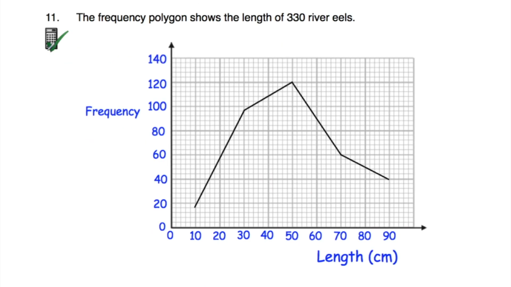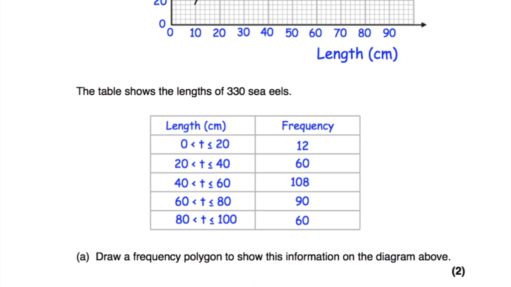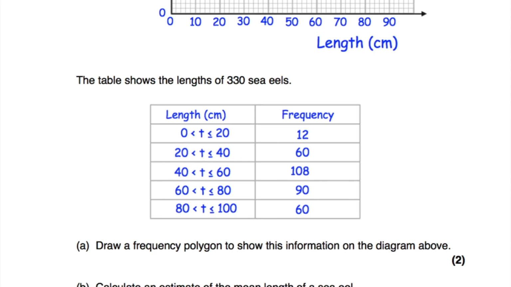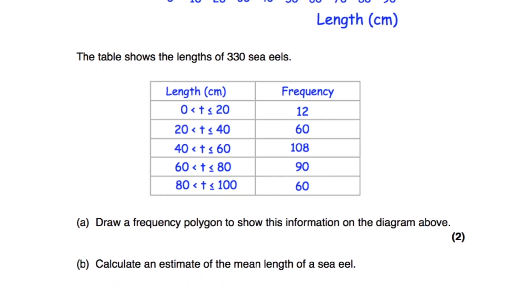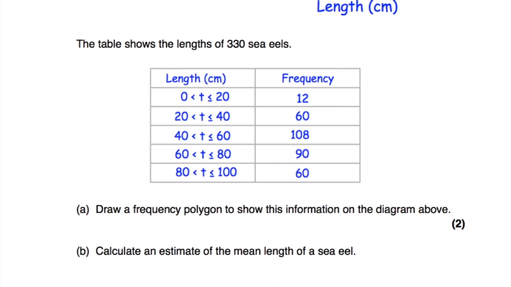Okay, let's have a look at question number 11. So question number 11 says the frequency polygon shows the length of 330 river eels. So here we've got 330 river eels, and there's their lengths, and you've got the frequencies vertically and the length horizontally. And the table below shows the lengths of 330 sea eels. And part A says draw the frequency polygon of this information on the diagram above.